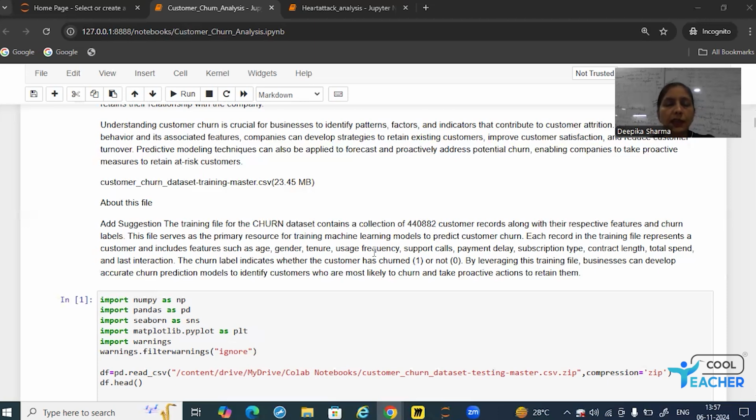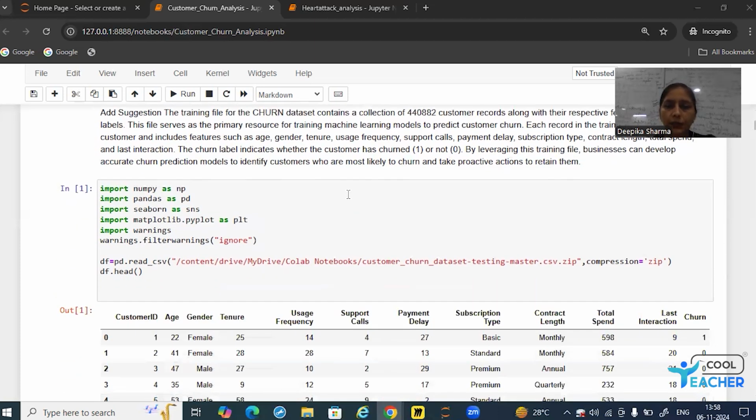Inside the data set, we have features such as age, gender, tenure, usage frequency, support calls, payment delay, subscription type, contract length, total spend, and last interaction. The label we have is the churn label, which indicates whether the customer has churned. If the label is 1, it means the customer has left the subscription services. If the churn label is 0, the customer has not churned. We are leveraging this training file to help businesses develop accurate churn prediction models.